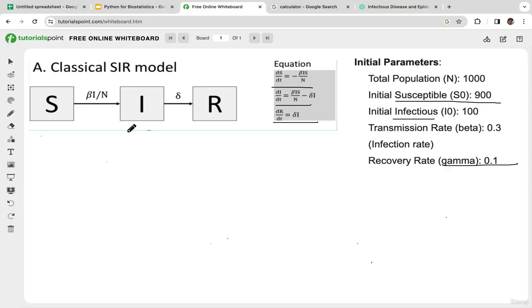We're going to use the second equation, dI/dt, and it's going to equal beta multiplied by I multiplied by S divided by N. In this case, beta represents the transmission rate, which is 0.3, and you multiply that by I, the initial infectious, which is 100, and multiply that by S, the initial susceptible, which is 900, and divide that by N, the total population, which is 1,000.